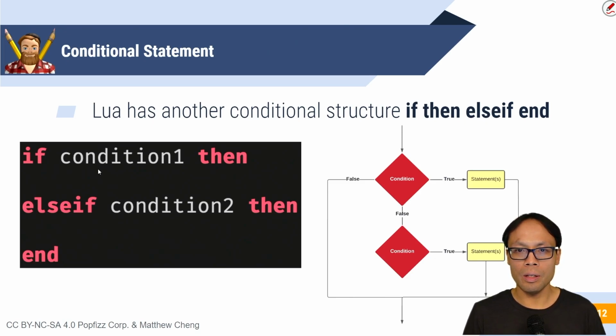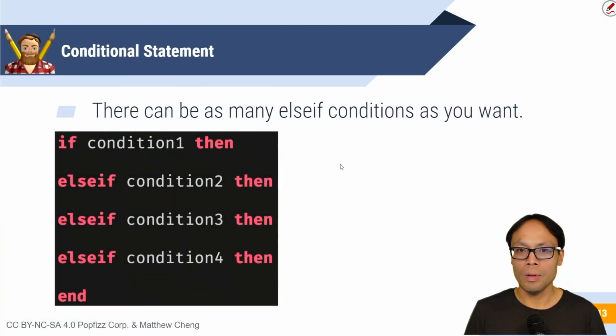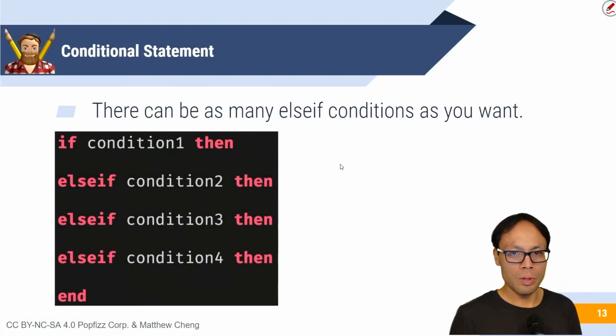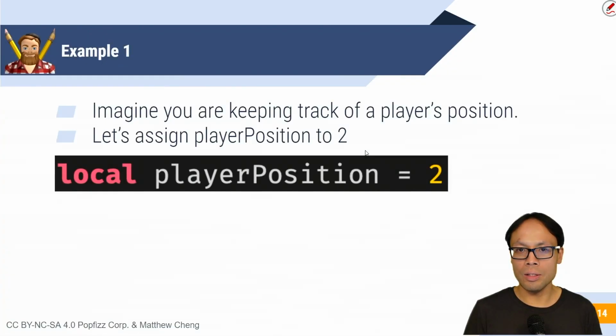So for example, we've got one condition, and then we have another condition, and we kind of chain them all together. Now flowchart-wise, it looks a little different than before. So we have a condition, and if it's false, we go to the next condition. I'll also note that with the else if, you can have as many conditions as necessary. So let's take a look at an example here.